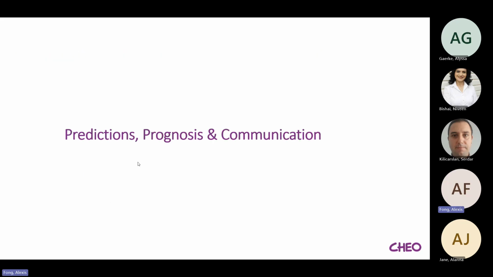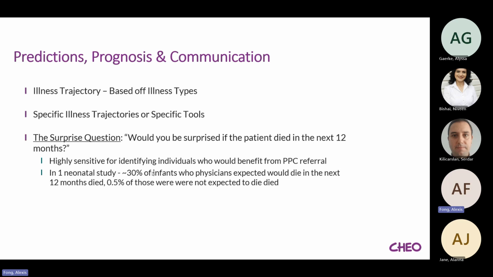So predictions, prognosis, and communication. As I'm sure you folks are aware, we are so awful at predicting trajectory of illness. There are a lot of different things that we can use to help get a better idea, or guess, but our crystal balls are so fuzzy. Like we can't tell, for the most part, how long someone is going to live for. We can look at their illness trajectory based off of different illness types. We can look at those categories, category 1, 2, 3, 4. What can you expect with your specific illness?